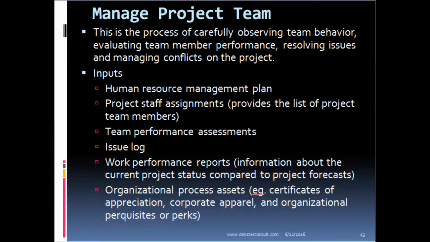Now, the last of the processes in human resource management is to manage project team, and this is the process of carefully observing team behavior, evaluating team member performance, and resolving issues as they occur. We will need a human resource management plan as a reference, the project staff assignments, the team performance assessments, issue logs, which records all issues that occur on our project, the performance reports, and organizational process assets.